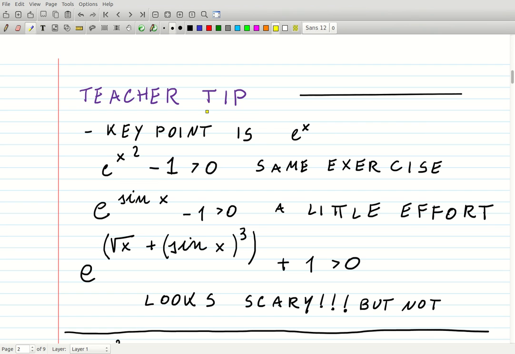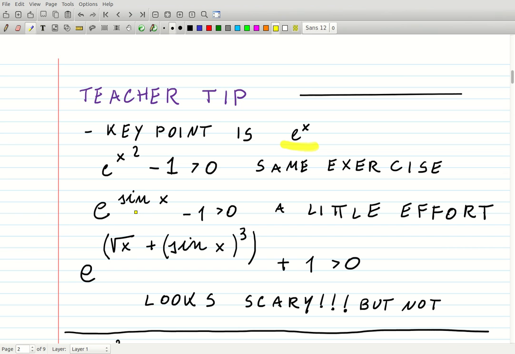A little tip for teachers. It is very easy to use this function e to x during your lesson, but you have to remember how to use it and the way it can help you. We can use e to x to quickly propose to our students a number of inequalities which look very difficult, but they are not, because with a little reasoning we can solve them. For example, e to the square root of x minus 1 greater than 0 is almost the same exercise we have done right now.